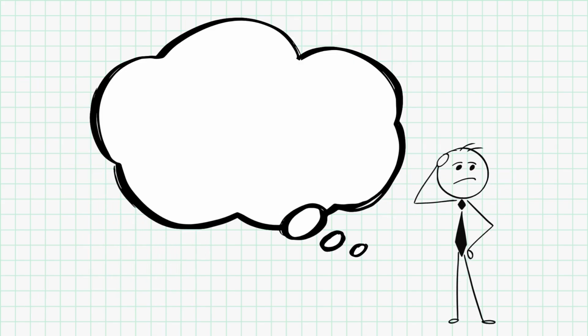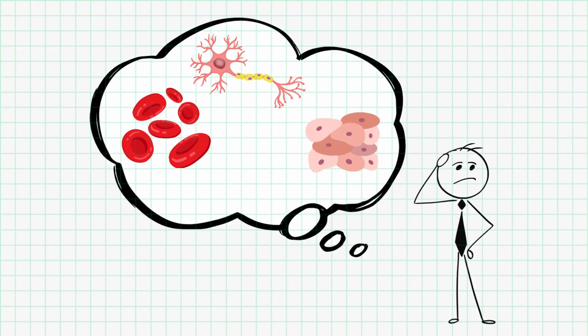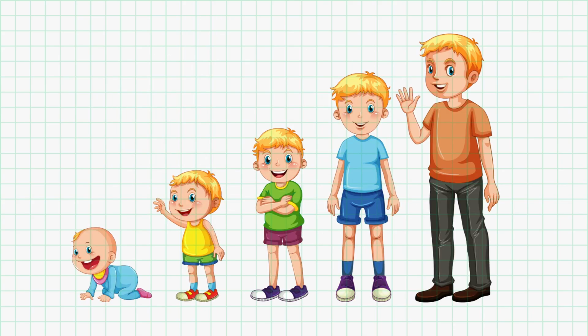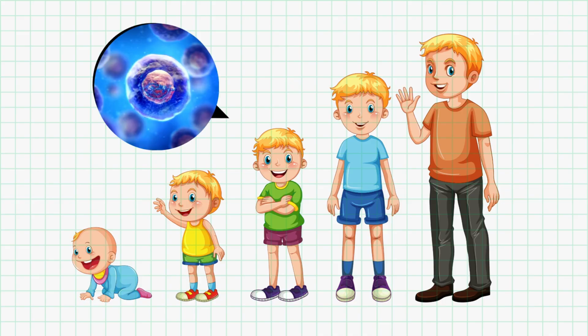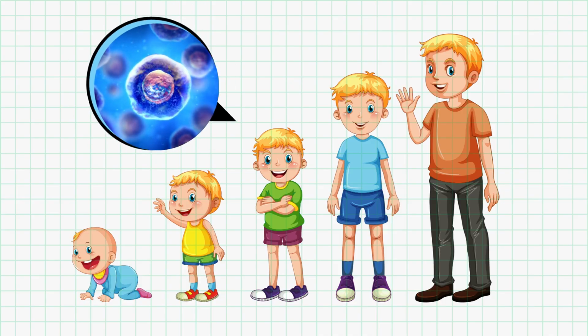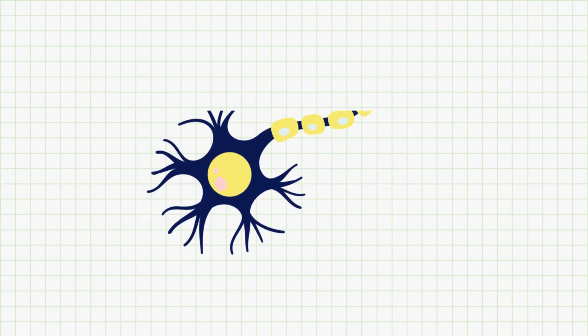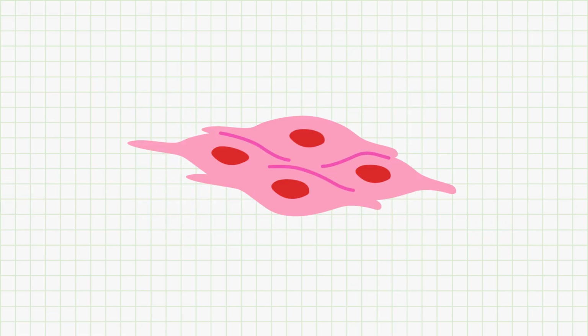Okay, now that we know what cells are and what they're made of, let's zoom out and answer this. If all cells come from the same source, why don't they all look the same or do the same thing? Here's the secret. As multicellular organisms grow, their cells become specialized, meaning each one takes on a specific job. This phenomenon is called cell specialization. Cell specialization is when cells develop different structures to perform specific functions in the body.